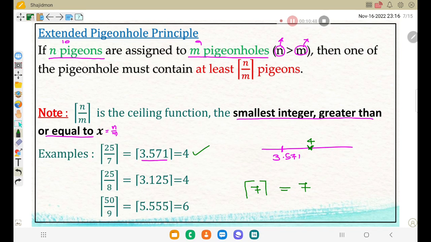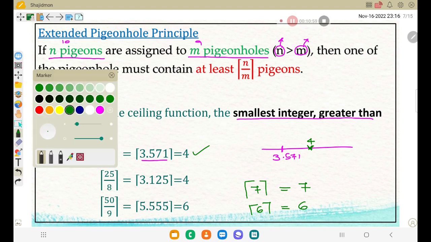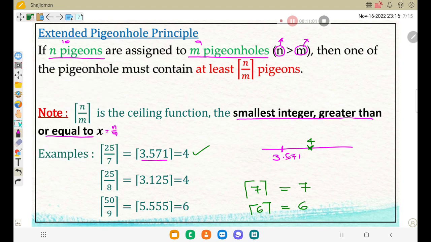Okay, if it is already an integer, it means the same number. The ceiling of 7 is equal to 7, and the ceiling of 6 is the same number, that is 6. So, what is the extended pigeonhole principle telling? If we have n pigeons assigned to m pigeonholes, where the pigeon number is larger than the pigeonhole number, then one of the pigeonholes must contain at least the ceiling of n by m pigeons. Okay, so this is the idea we are working with.